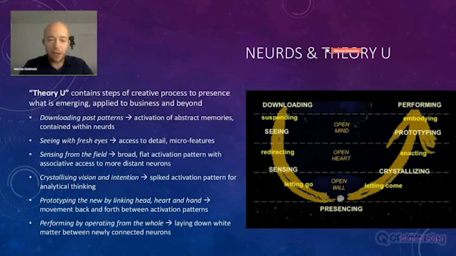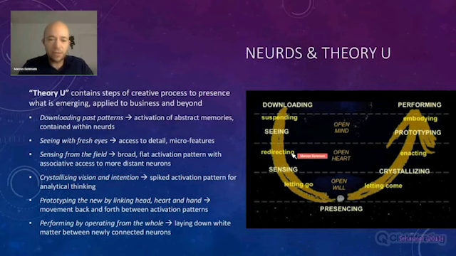Then the next step down in Theory U is about suspending and seeing things with fresh eyes. So suspending our previous ideas or our judgment. And what that then does is it begins to give us access to detail, to micro features, because we're now honing in on things that before we took for granted. Letting go of what we thought an item was, but actually breaking it down into constituent parts, seeing it afresh.